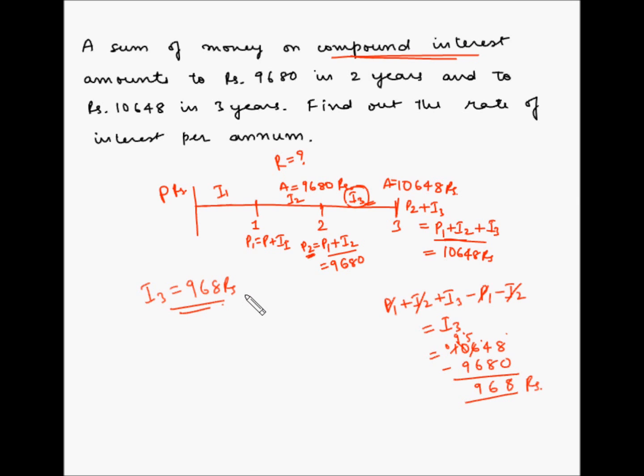So the main objective of the question is to find out the rate percent. Now, an interest of 968 is gained on a principal of 9680. So the rate percent is the percentage of 9680 which is equal to 968. So in other terms, we can say R percent of 9680 is equal to 968. So this can be expressed as R divided by 100 multiplied by 9680 is equal to 968.